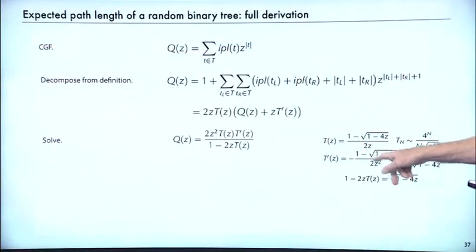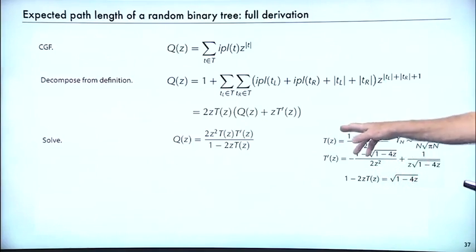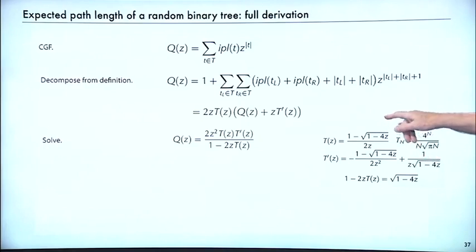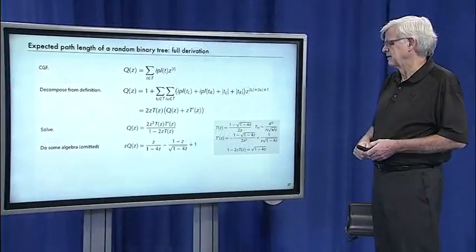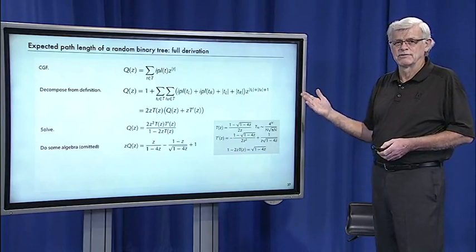But there is one thing that simplifies calculations a lot. 1 minus 2Z T of Z. If you multiply this by 2Z, it's just square root of 1 minus 4Z. So that takes care of the denominator. So there is still a little bit of algebra multiplying these two things together. But there's lots of cancellations because square root of 1 minus 4Z times square root of 1 minus 4Z is just 1 minus 4Z. So I'm not going to pretend, I'm going to omit some of the algebra. But the final result is pretty simple. So that's an explicit equation for the cumulative counting generating function.